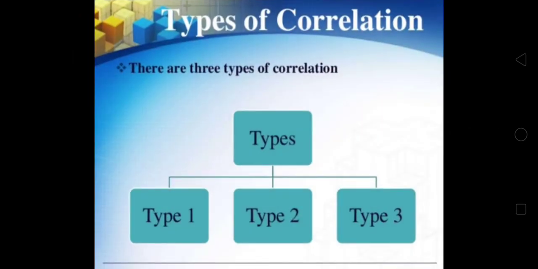Types of correlation: there are three types of correlation, type 1, type 2 and type 3. We will discuss all these types.